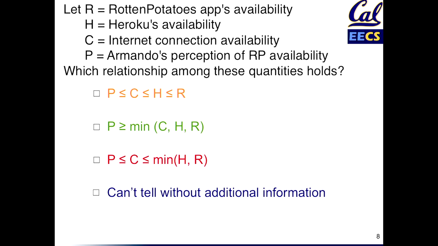H is the availability of Heroku, where Rotten Potatoes is deployed. C is the connection availability for whatever my internet service is at home, like Comcast. And P is my perception of Rotten Potatoes availability when I try to use it. And here's the question: what relationship, if any, can you state as being true among those quantities?